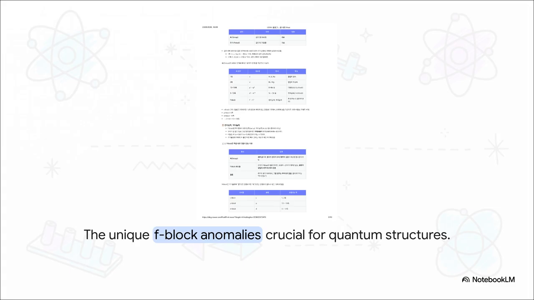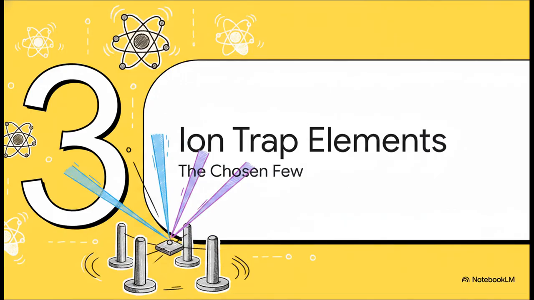Because of the complex energy math, nature kind of throws a curveball. They actually start filling their inner f energy shells after they've already started filling their outer shells. This unique reverse ordering makes their atomic structure incredibly special, and it is exactly what quantum engineers are looking to exploit. That brings us perfectly to Part 3, key elements of ion traps, the chosen few.